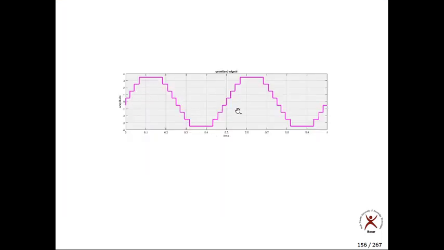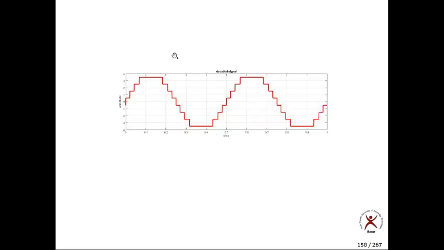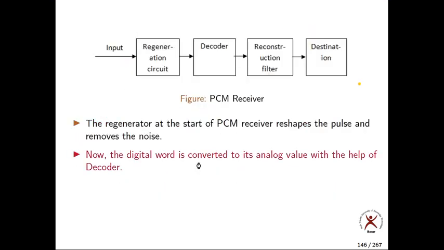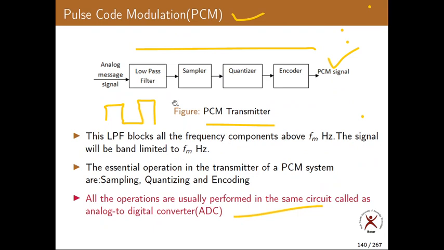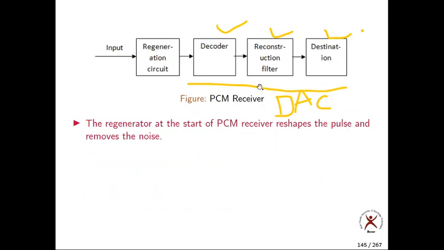So this is the quantized signal. After sampling and quantization, this is the output. This is the quantization error. So this is the decoder signal. See, if you look at the PCM transmitter, what is happening here? We have to sample, quantize, encode. After that we have to transmit. In the receiver part, what should we do? We have to decode. After regeneration, there is a decoder followed by a reconstruction filter.